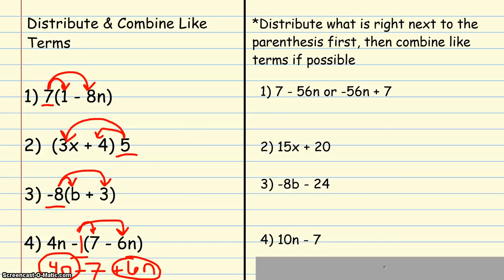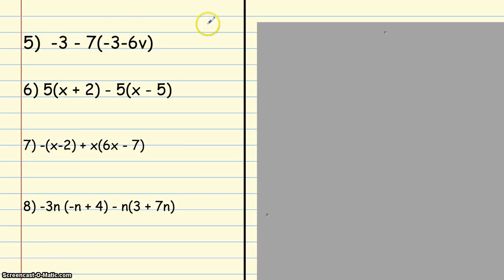A couple more examples. Number 5, negative 3 minus 7 times the quantity of negative 3 minus 6v. As we take a look, this 7 is right next to the parentheses, and it's actually a negative 7. So as you are distributing, make sure that you look for this entire number and the sign that is in front of it to the left. So we are going to distribute negative 7 times each thing in the parentheses. So times negative 3 and times negative 6v.